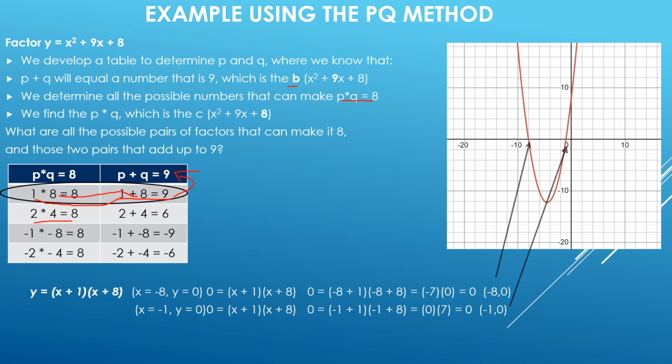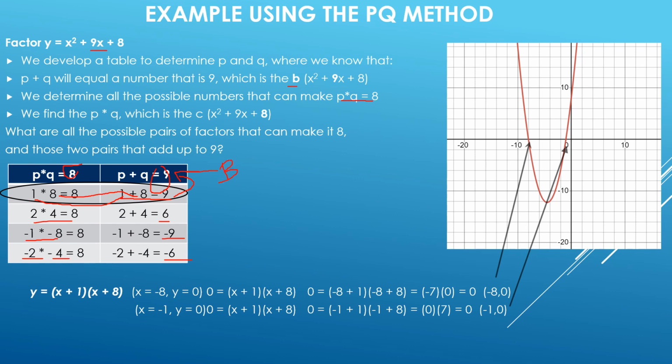2 plus 4 equals 6. Negative 1 plus negative 8 equals negative 9. And negative 2 plus negative 4 is negative 6. So my only one that multiplies to 8 and adds up to 9 is this one. And that is my 9 here, my 9x. This is my b equivalent.